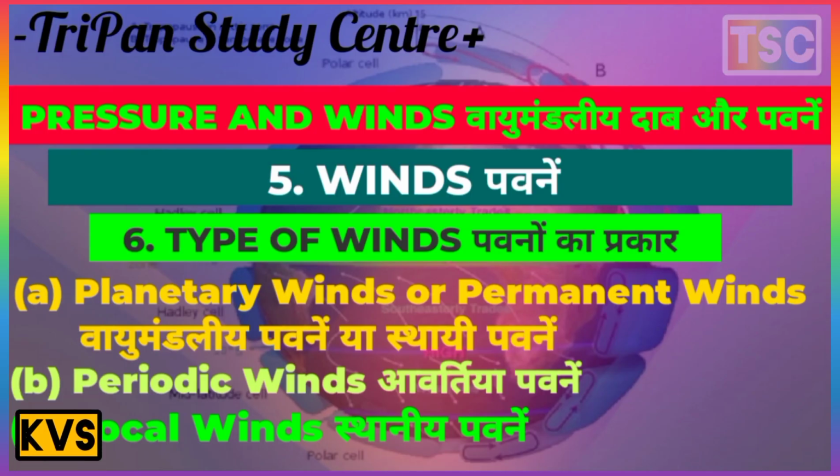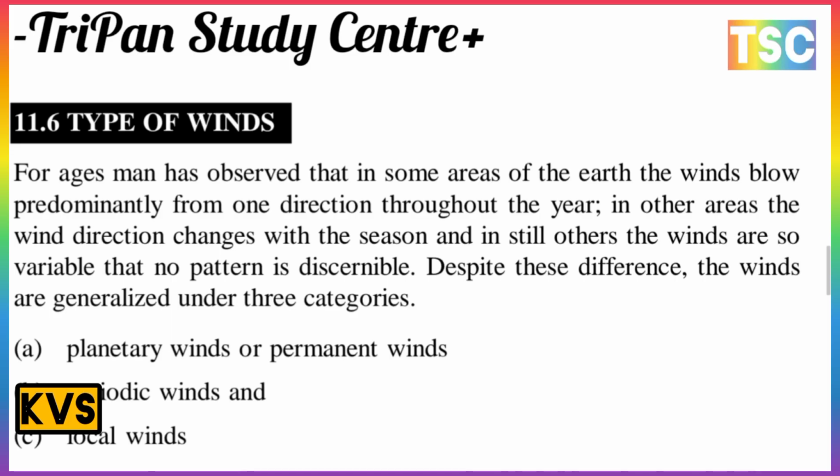Our next topic is types of winds, which is most important according to the geography chapter. Since the age of man, it has been observed that in some areas of the earth the winds blow predominantly from one direction throughout the year. In other areas the wind's direction changes with the season, and in still others the winds are so variable that no pattern is discernible. Except for this difference, the winds are generalized under three categories.